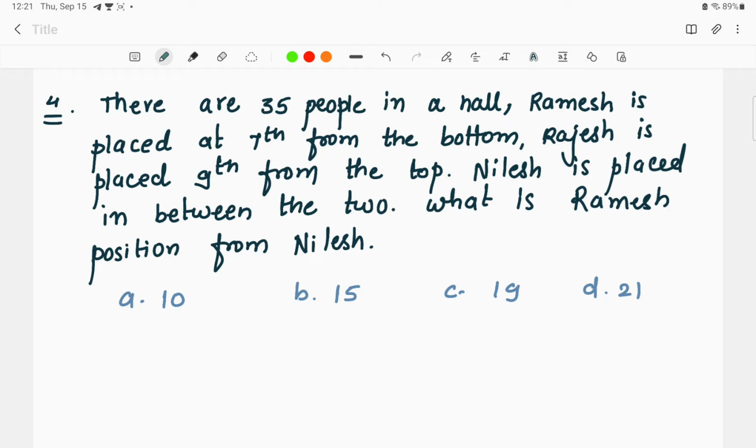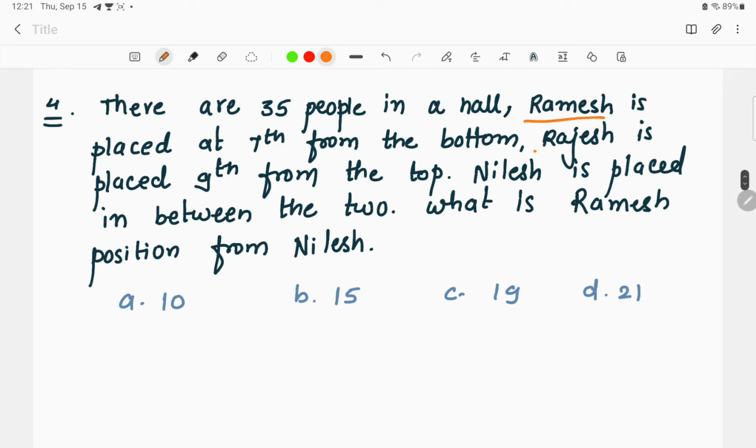Okay, now there are 35 people in a hall. Ramesh is placed at the 7th from the bottom and Rajesh is placed at the 9th from the top. So Nilesh is placed in between both of them. Now what is Ramesh's position from Nilesh? Actually there are three people given over here: Rajesh, Ramesh and Nilesh. These are the three people given over here.